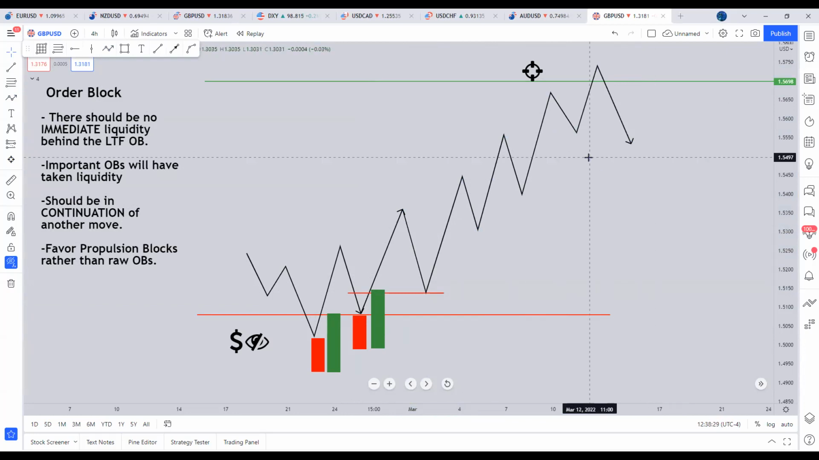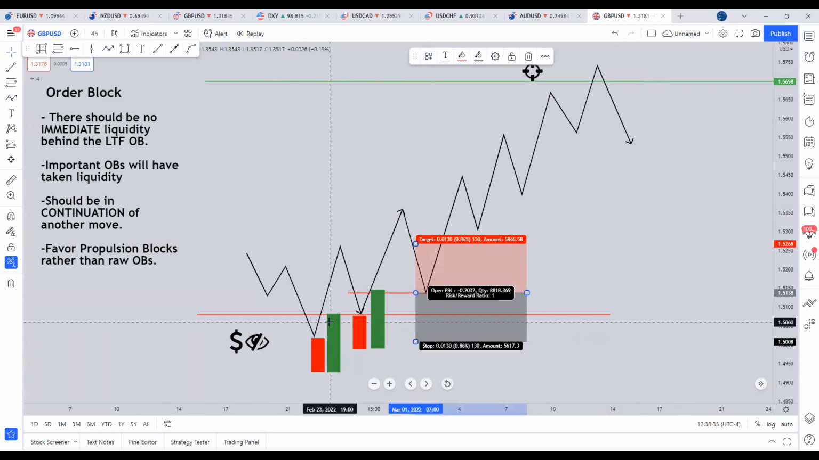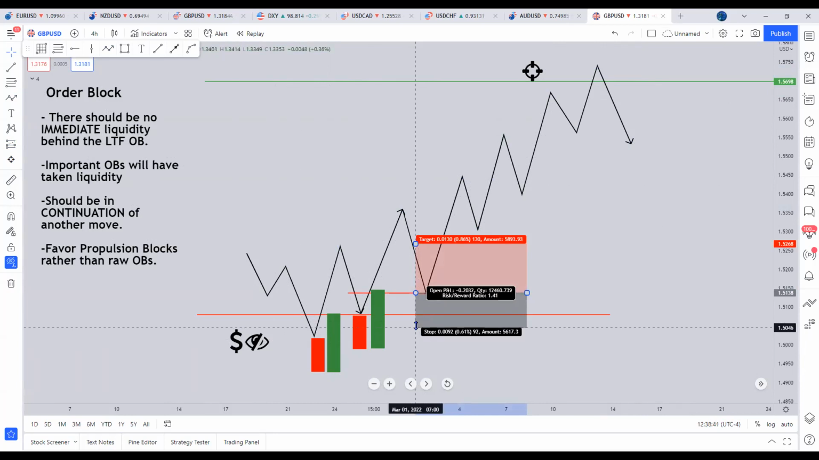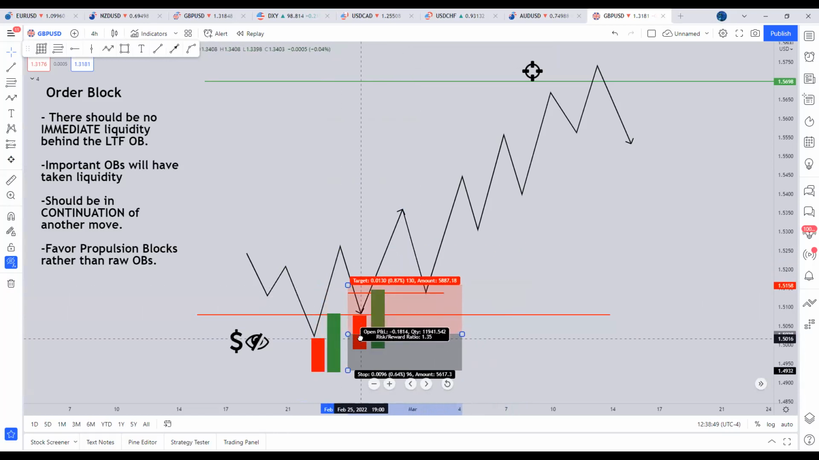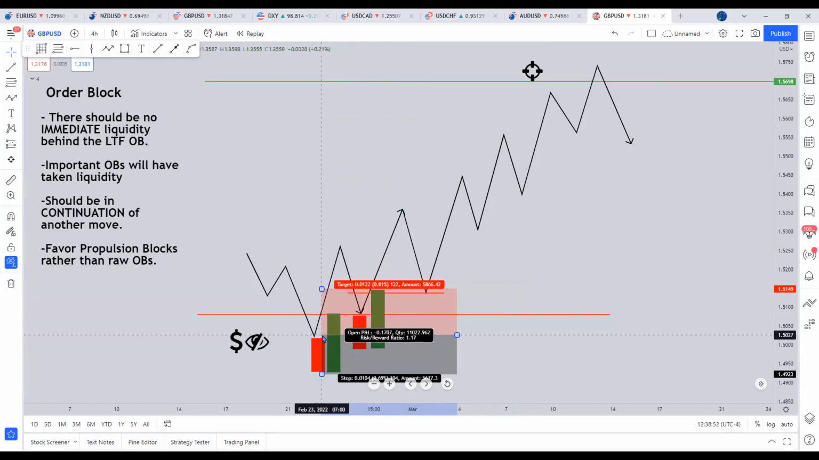So now your entry will be on the propulsion block, either or, right? The order block is going to be a little bit more high risk. The propulsion block is low risk. So your entry point will be right at the red line. If we were looking at the candles, it should be right here, right at the open or the wick. If it has any wick, use the wick.